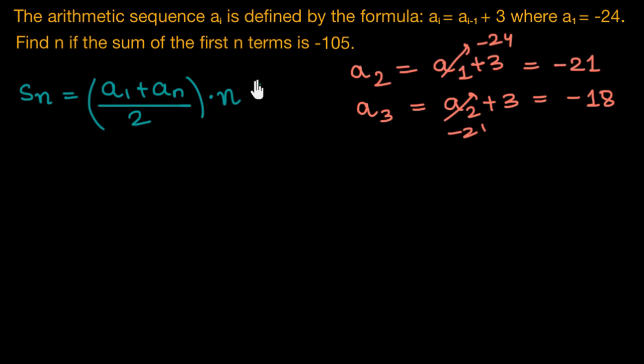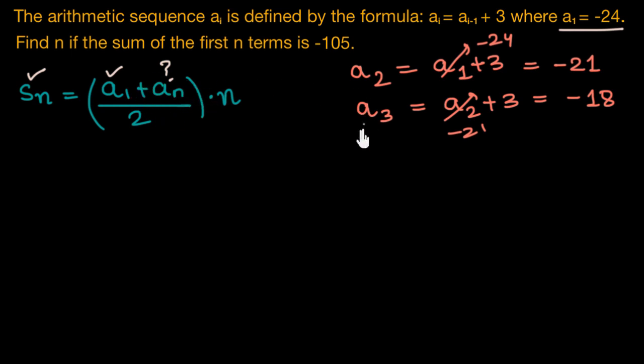So let's think about what we know in this equation and what we need to find out in order to evaluate n. We are already given the sum of the first n terms, so we know what S_n is. The first term is given to us as negative 24, so we know about this. What we don't know is, what is the nth term of the sequence? So let's try and figure out what a_n is.